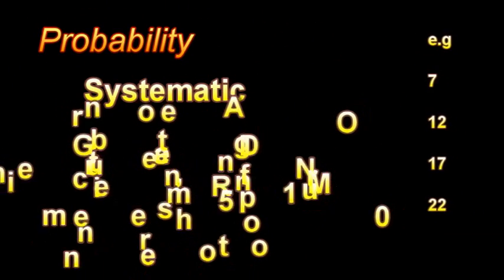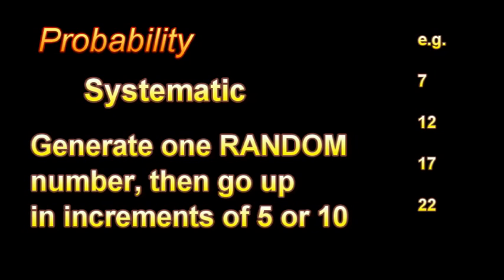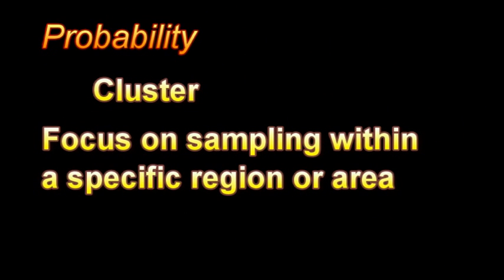Systematic sampling is where you would generate one random number and then go up in increments of 5 and 10 to then select the next respondent. Cluster sampling is when you would focus on sampling within a specific region or an area to identify what people in that area, what their views were.